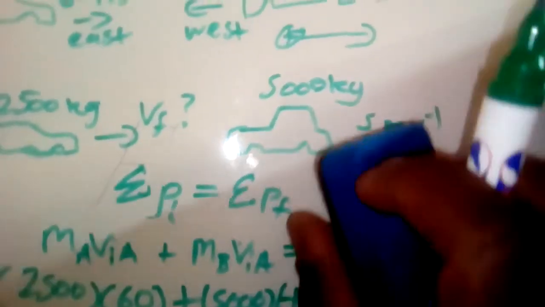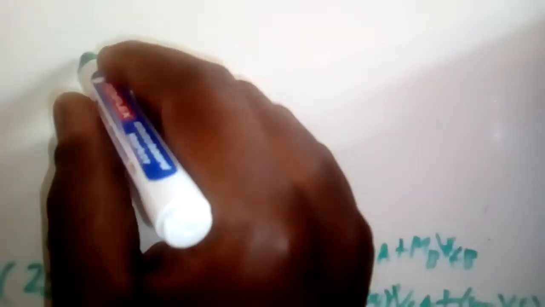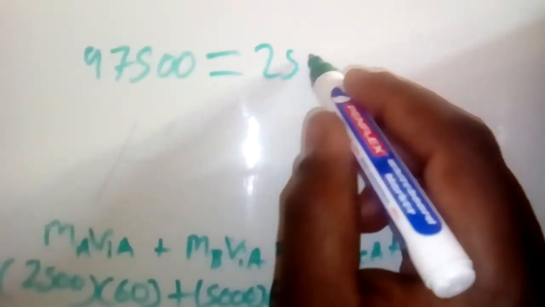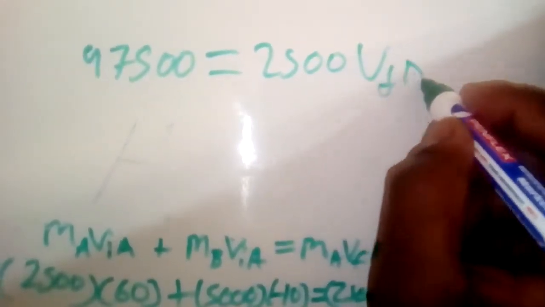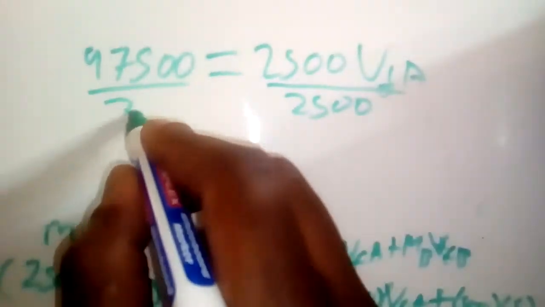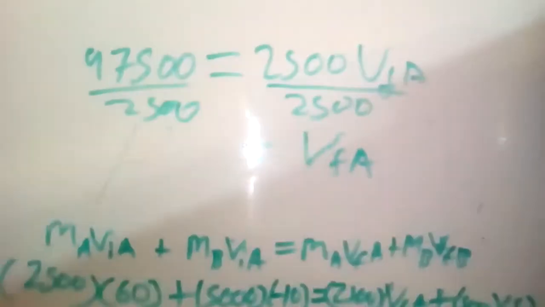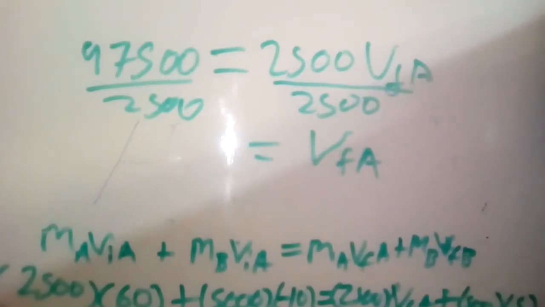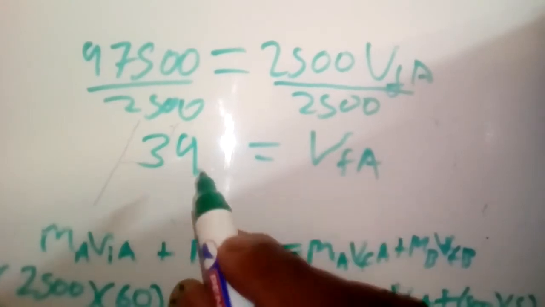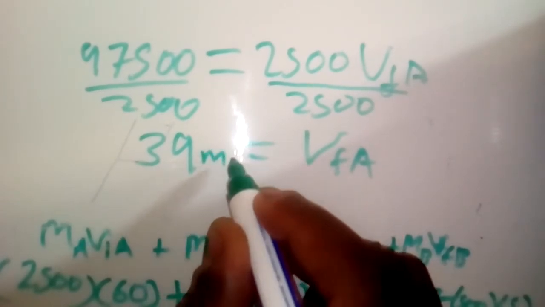So let's just erase the top part. So the answer of this was 97,500 equals 2,500 VFA, right? And then we just need to divide both sides by 2,500 to get rid of that, so that we can be left with the final velocity of A, right? So let's divide that. If you divide that by 2,500, we get 39. So it means the final velocity of object A will be 39 meters per second, right?